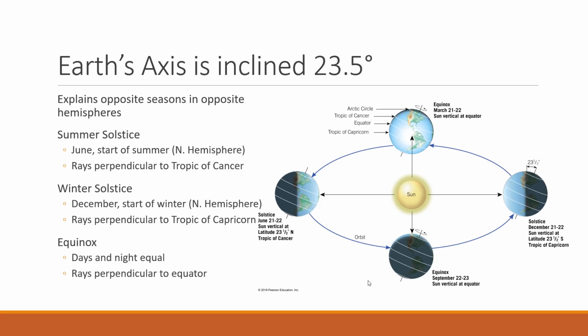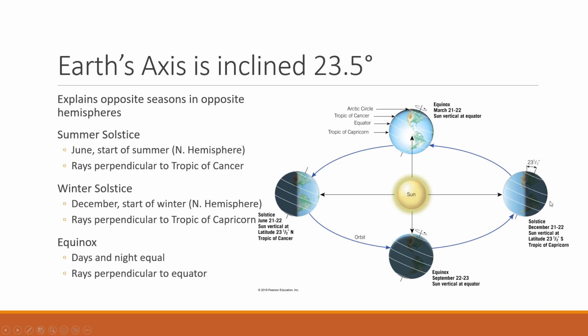In June, we're going to have the start of summer in the northern hemisphere, the summer solstice. Actually, the solstice is the longest day, so that's not technically the start of summer. The rays at this point are going to be perpendicular to the Tropic of Cancer. If we look at this, we can see that areas south of the Antarctic Circle are not getting any light. We see our circle of illumination here.